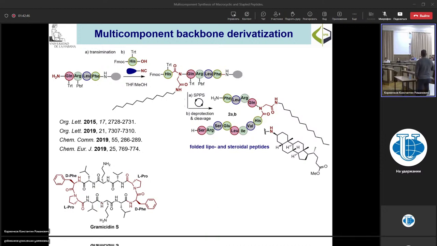It has a spectacular antibacterial activity, but it's also hemolytic, and that is why it's not a commercial drug, although in Japan it is used as a commercial drug. So we have a huge program trying to replace this proline here. Just take a look here. This is a tertiary amide. Proline is the only amino acid that contains a tertiary amide.